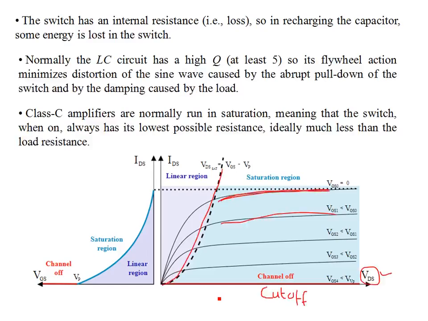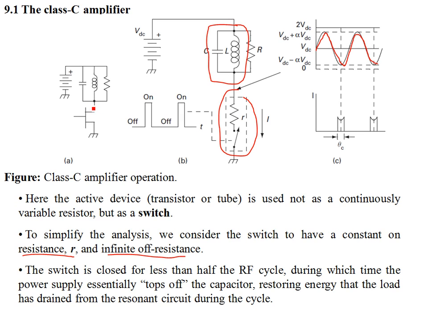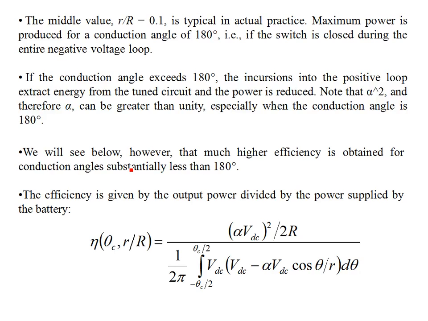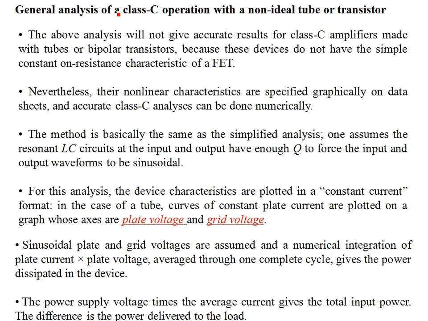What if this element is not a JFET? What if you replace this by a BJT, or still by conventional, let's say, vacuum tubes? Does the analysis for the calculation of efficiency change? That's the question. This question is addressed in the general analysis section of chapter 9, general analysis of class C operation with a non-ideal tube or a BJT transistor.